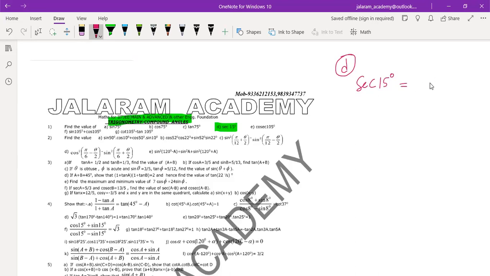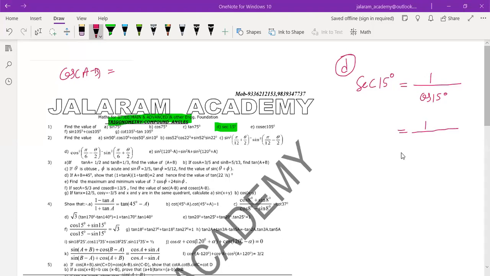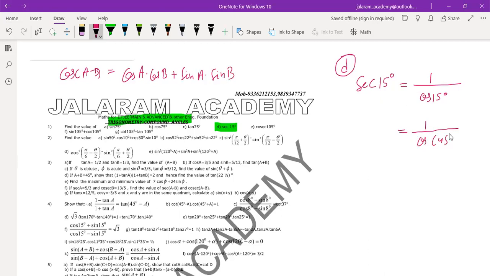So first change it to 1 upon cos 15 degree. Now we can easily find the value of cos 15 degree by the use of the formula of cos A minus B. So can you tell the formula for cos A minus B? The formula for cos A minus B is cos A cos B plus sin A into sin B. So for cos 15 degree, first we write it as 45 degree minus 30 degree. Then use the formula for cos A minus B.